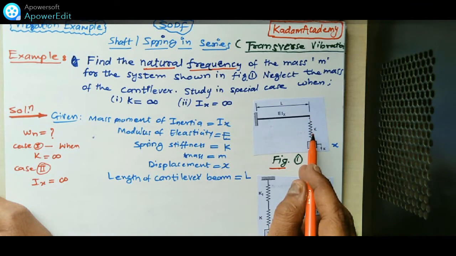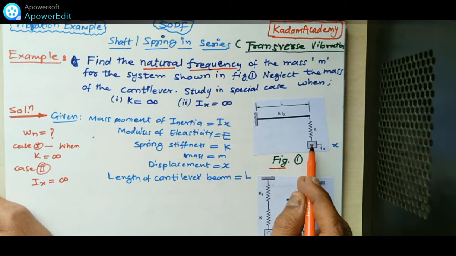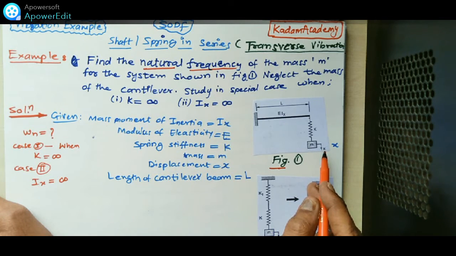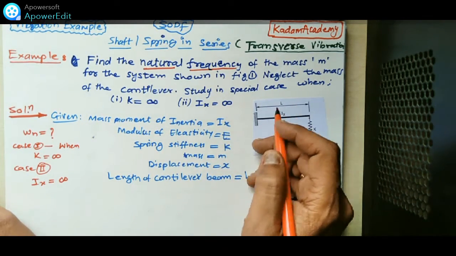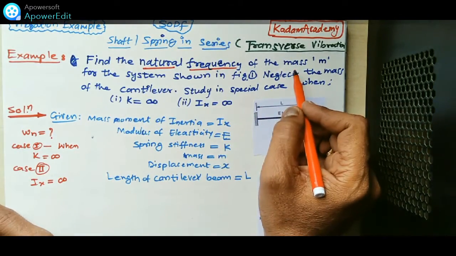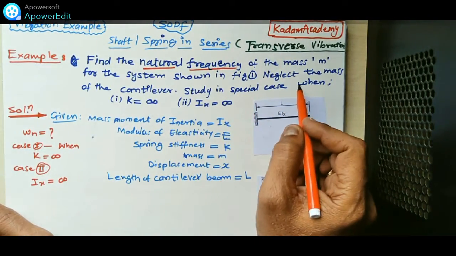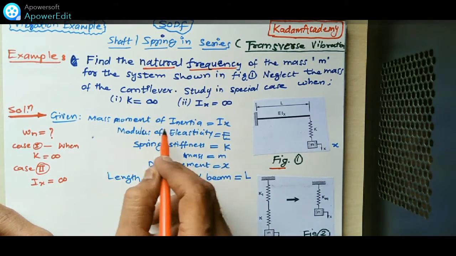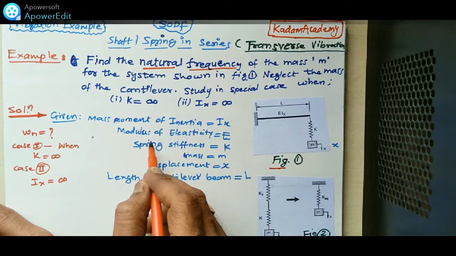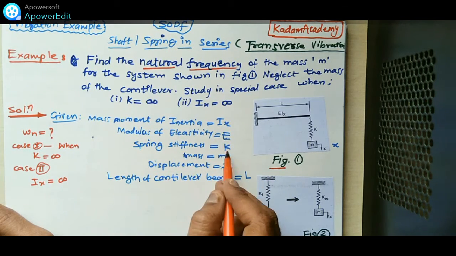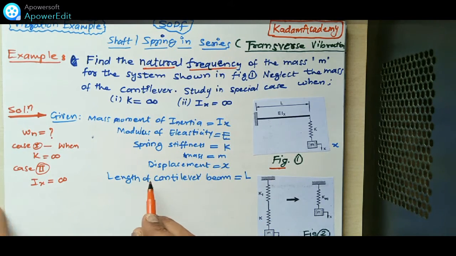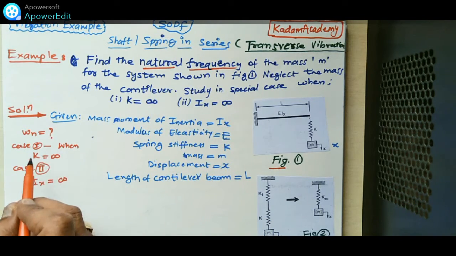At the free end, K is the spring stiffness. Attached to the spring is mass M, and this is the displacement shown, X. So what do we have to do? We have to find the natural frequency of this system with mass M, neglecting the cantilever. So in this case, what is given? Moment of inertia Ix, modulus of elasticity E, spring stiffness K, mass M, displacement X, and the length of the cantilever beam L are given. What do we have to find out? We have to find omega n.